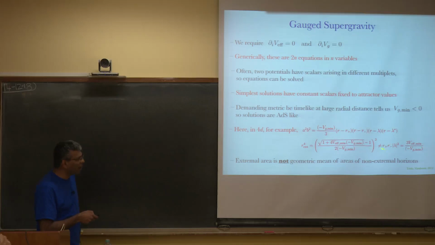If you take the product of the complex roots, a squared, b squared, corresponding to where the horizons would sit if you complexify their positions, that product, r plus r minus times lambda modulus squared, is not the same as r extremal to the 4th. So for these solutions, it's not true that the extremal area is the geometric mean of the areas of the non-extremal horizons. However, it does turn out that there are invariants that correspond to the products of all of these roots. Okay?